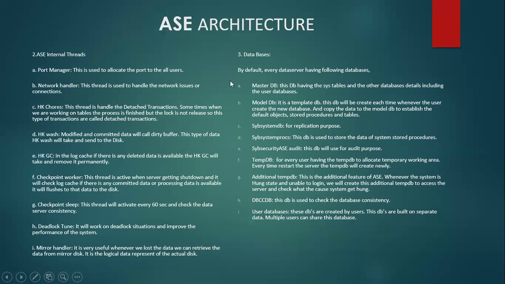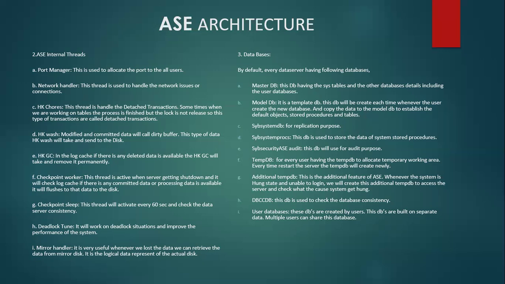ASE has multiple internal threads, as you can see here. We do not manage these threads from our end; the user does not need to manage anything here. ASE takes care of them internally. Let's talk about each one. The first one is the port manager, which is used to allocate ports to the users. Second is the network handler, a thread used to handle network issues or connections. Third is the HK core, the housekeeping thread. This thread handles the detached transactions.